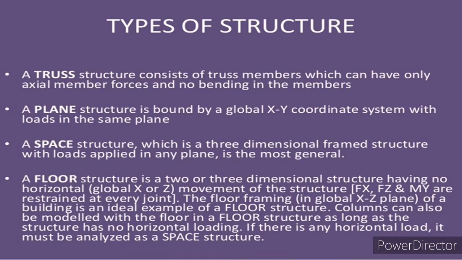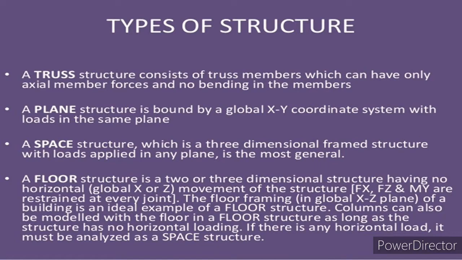Types of structure. A truss structure consists of truss members which can have only axial member force and no bending in the members. A plane structure is bound by the global XY coordinate system with load in the same plane. A space structure, which is the 3-dimensional frame structure with load applied in any plane, is the most general. A floor structure is a 2 or 3-dimensional structure having no horizontal global X or Z.